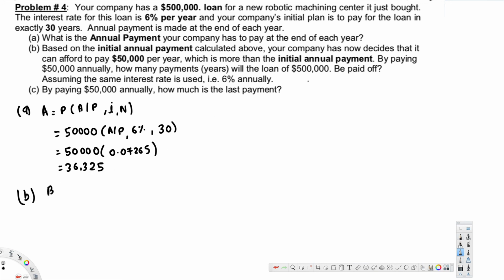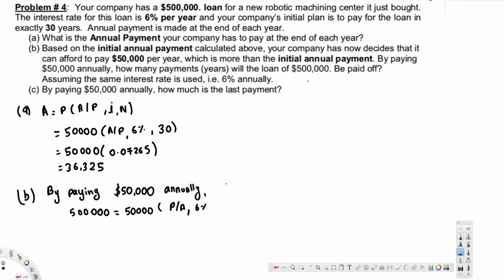Okay. By paying $50,000 annually, 500,000 is equal to 50,000 (P/A, 6%, N). Okay, now if you divide this one, 500,000 divided by 50,000, that is 10. Here we are going to use that linear interpolation method.